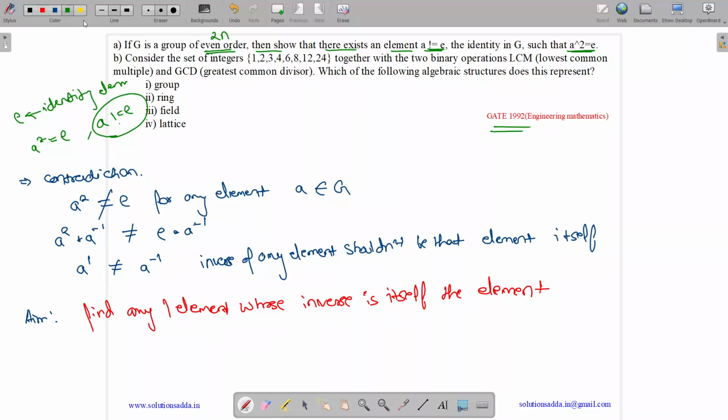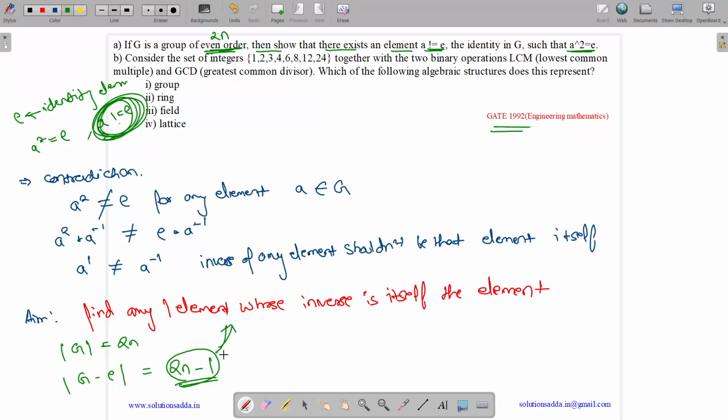So how will we do this? As G is a group of even order, let us assume the number of items in G is 2n. Now take the identity out of this. If we take G minus E, why do we take the identity out? Because we know A shouldn't be equal to E. So we take the identity out, and we just have 2n minus 1 items. We need to deal with these 2n minus 1 items and find an item whose inverse is that item itself.